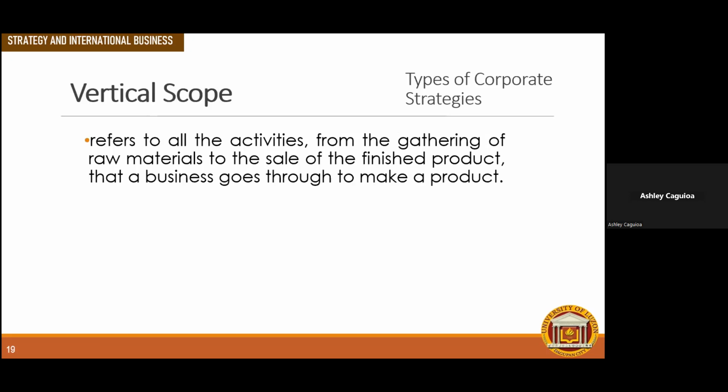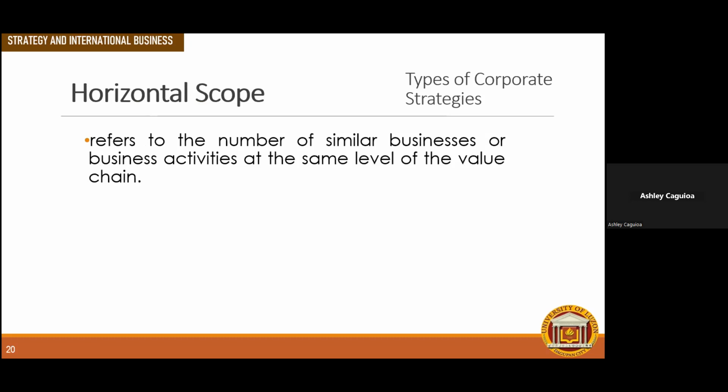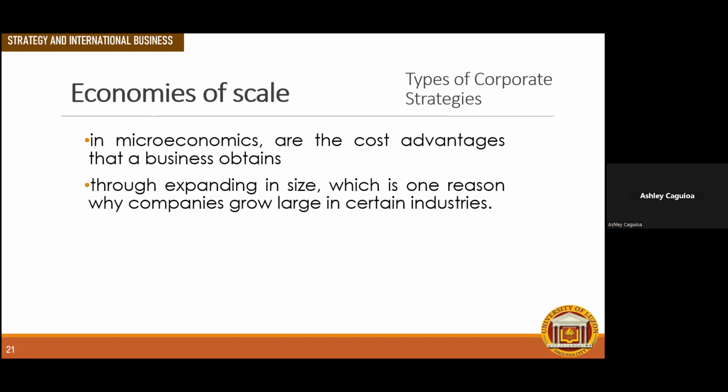So number 1, we have vertical scope. Vertical scope refers to all the activities from the gathering of raw materials to the sale of the finished product that a business goes through to make a product. Next, horizontal scope refers to the number of similar businesses or business activities at the same level of the value chain.